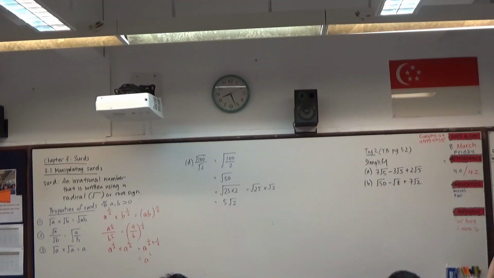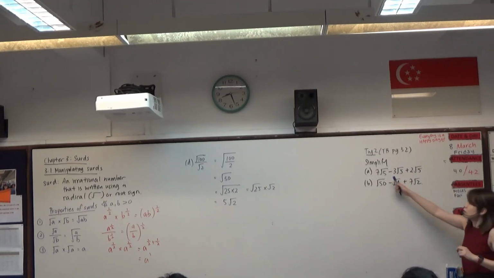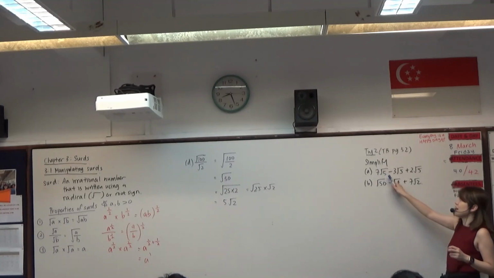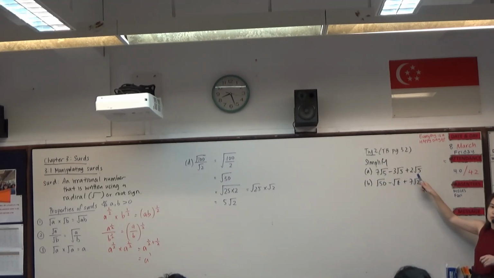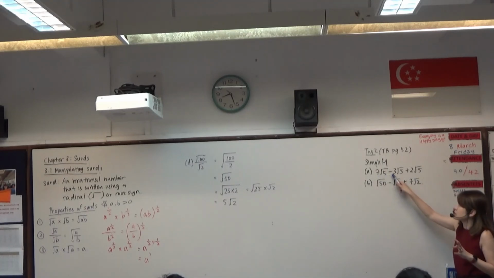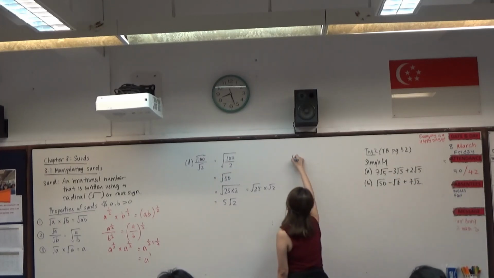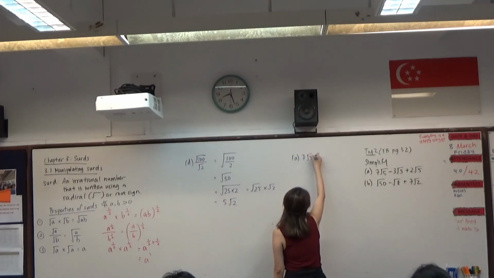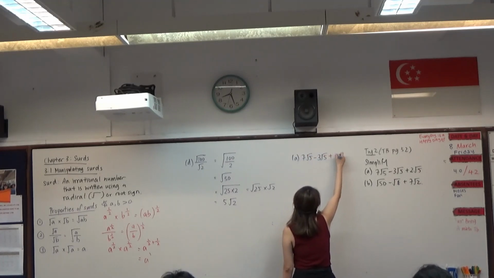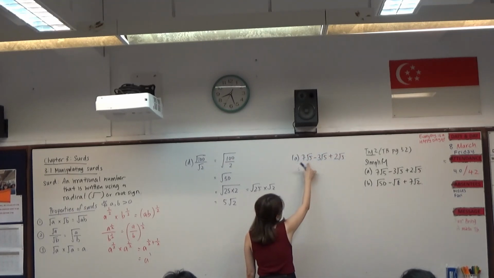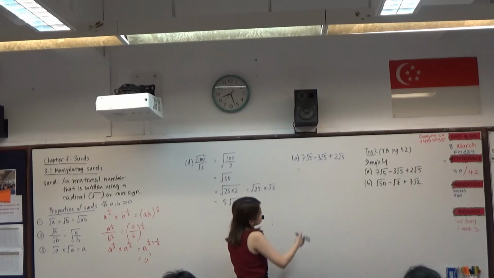It's important that we see that they are like terms. So in part A, we see 7 square root 5 minus 3 square root 5 plus 2 square root 5. It is as good as saying 7x minus 3x plus 2x, because it's all the same root 5. So to simplify it, it will mean 7 minus 3 plus 2. So 4 plus 2, that is 6.